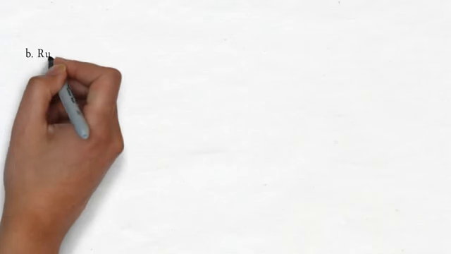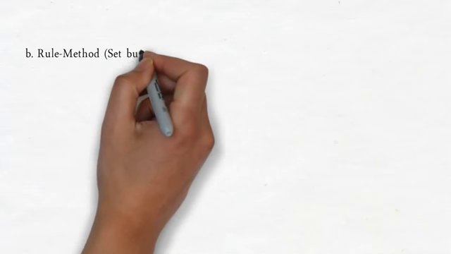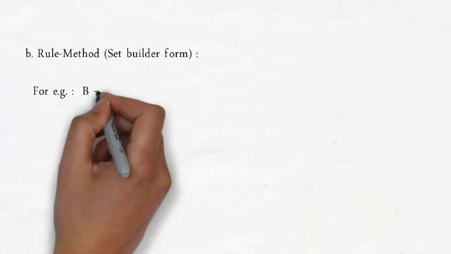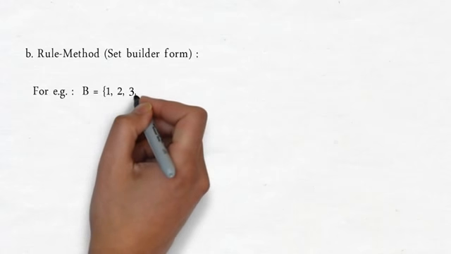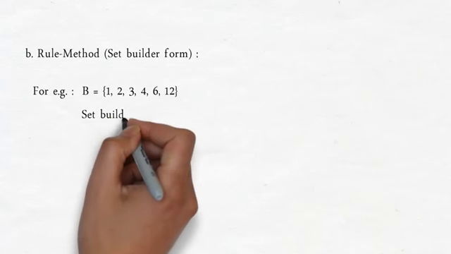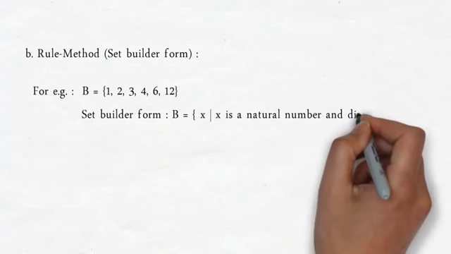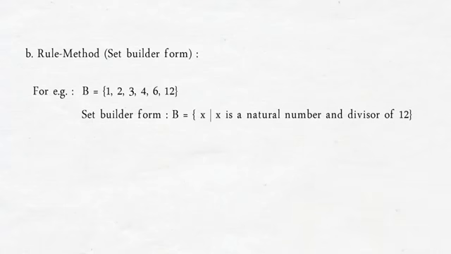The second is rule method, which is also known as set builder form. In this method, we describe the set by specifying the property which determines the elements of the set uniquely. For example, B is equal to {1, 2, 3, 4, 6, 12}. Set builder form: B is equal to {x : x is a natural number and a divisor of 12}.